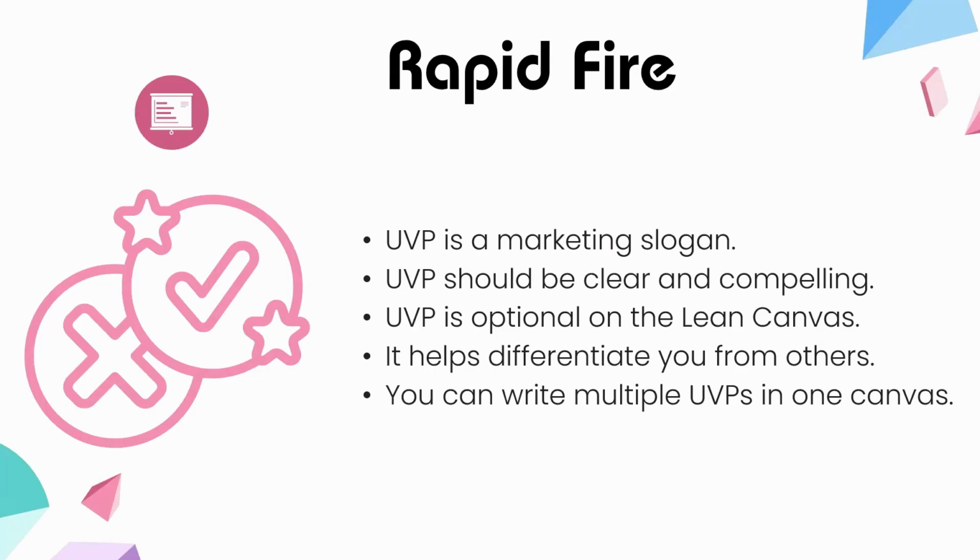If UVP is not there, imagine you got to know the problem, you built a solution, you have identified your customers and you're doing everything, but there is no uniqueness in you. There are 10 people, 10 products, but there is nothing unique in your solution. People will not buy you. So one of the very important things about the lean canvas is UVP. It helps differentiate you from others. True or false? True.